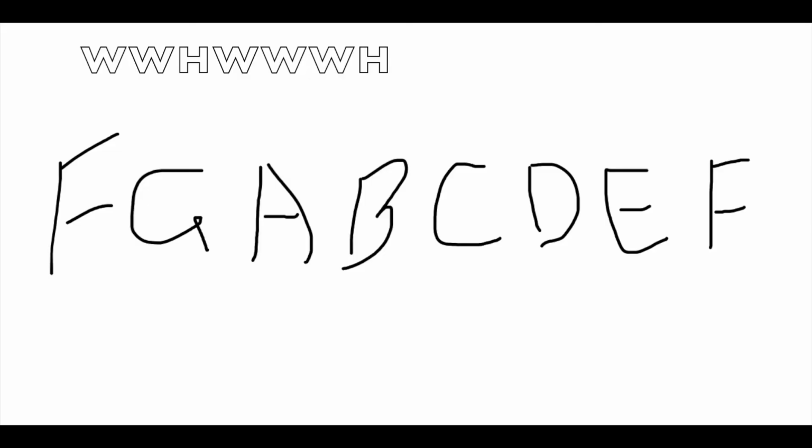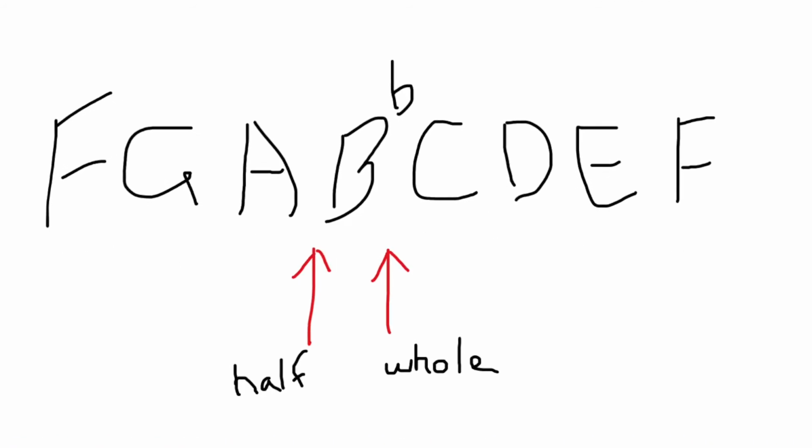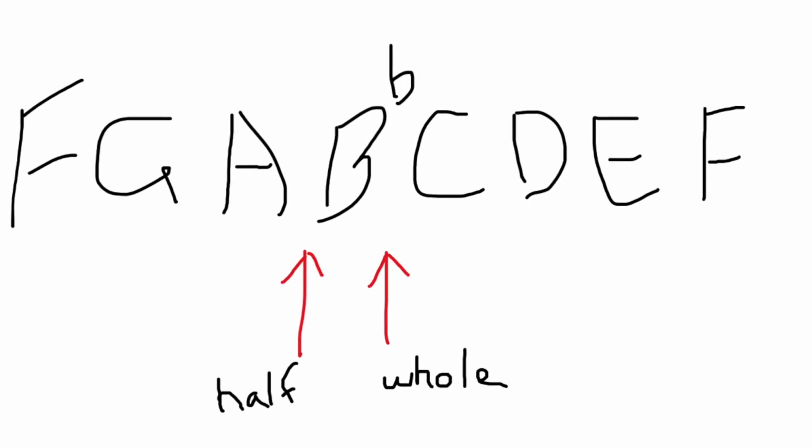Let's make sure. Here are the F letters, and you might notice there's something we have to fix. Right now, the half step is between the fourth and fifth notes. We want it between the third and fourth. So we have to make the B a B flat. That way we get A to B flat for our half step and B flat to C for our whole step. A couple of interesting tidbits.